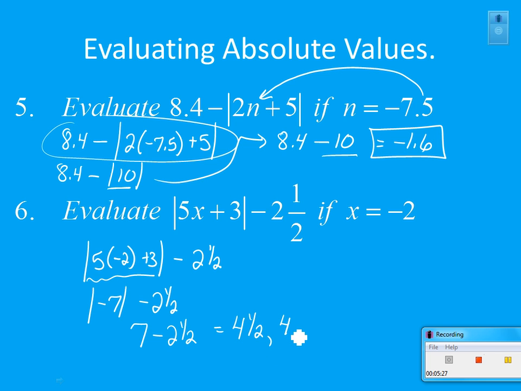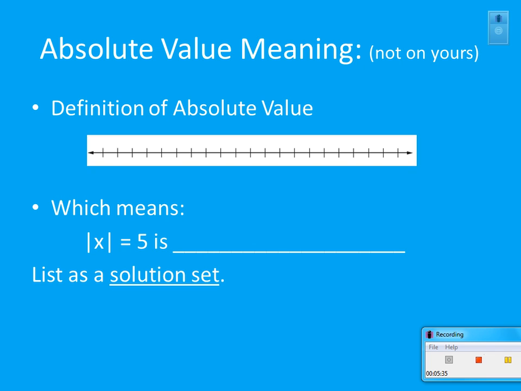You might have got 4.5. You might have got 9/2. All of those are great answers. Okay. So drop down to number 7. I got to switch ink color just a little bit for you so I can show you what I mean.